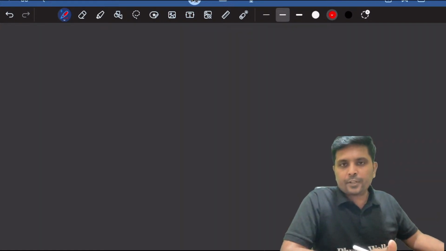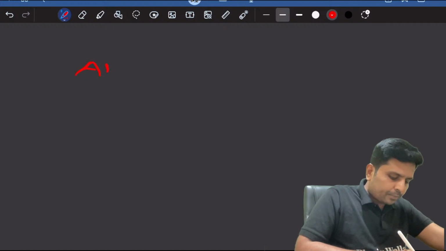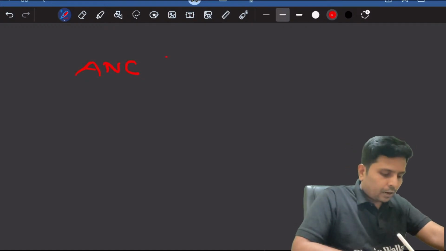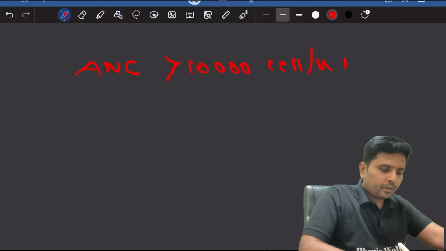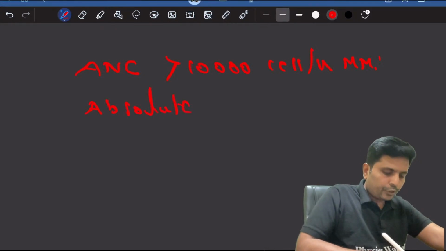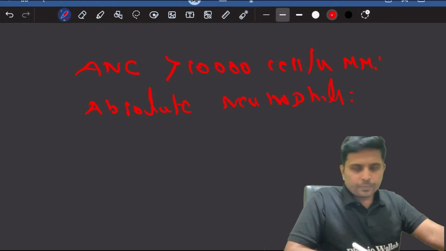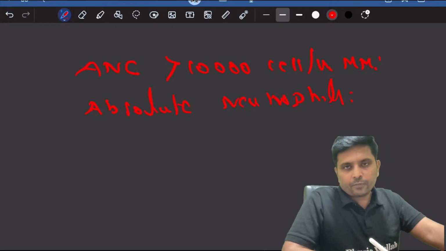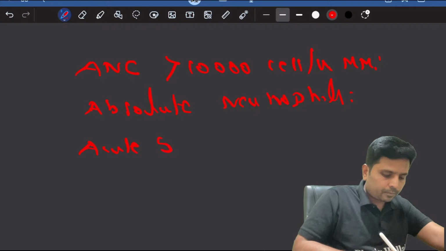What are all the things that you can infer from these values? Remember, an absolute neutrophil count of more than 10,000 cells per cubic millimeter is called absolute neutrophilia. That means neutrophil counts are very, very high. Unless otherwise proved, an absolute neutrophil count of more than 10,000 indicates an acute bacterial infection.